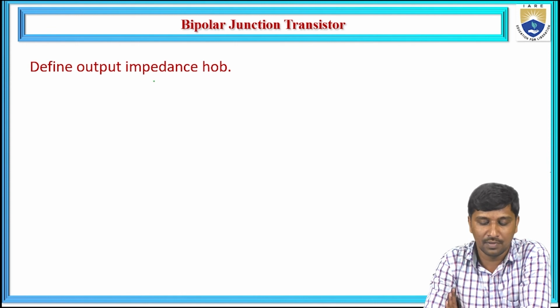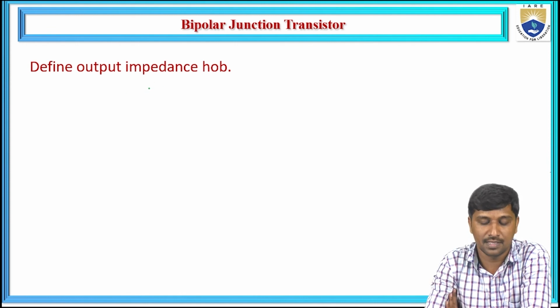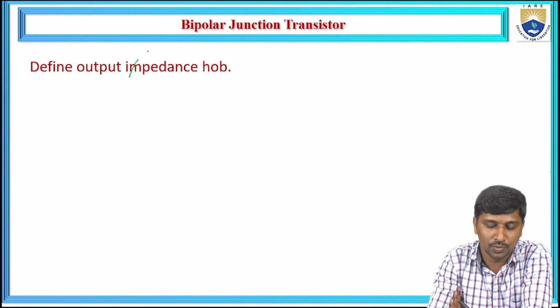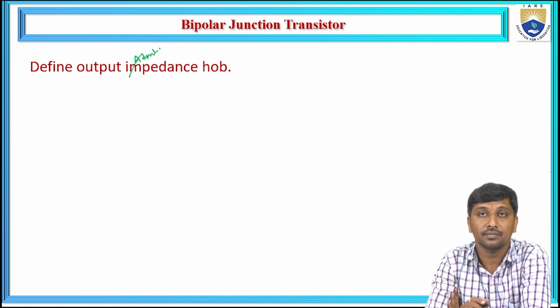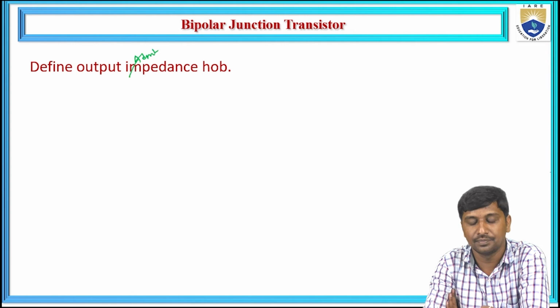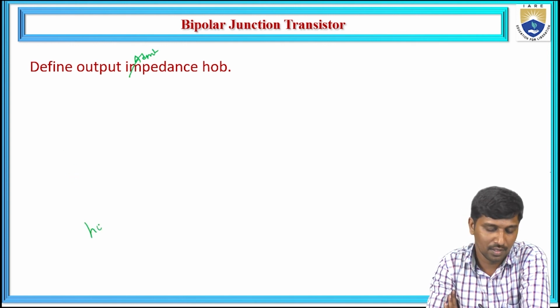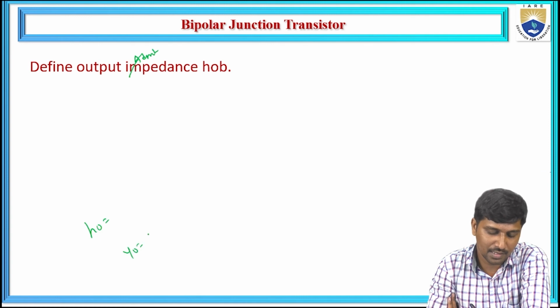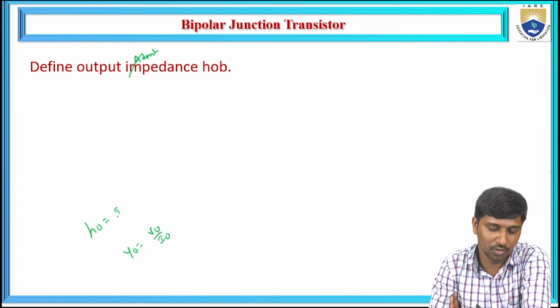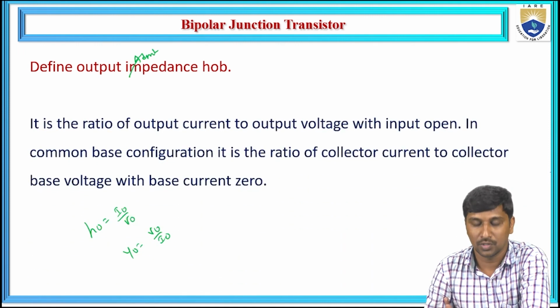Now similar to that, we need to define output impedance. Actually this is the output admittance, HOB, the reciprocal of impedance. HO means output admittance, that is Y naught, the output voltage to the output current, V naught by I naught, but here we need to write output current to the output voltage. So that is the reason.